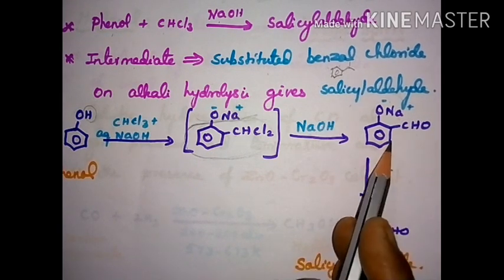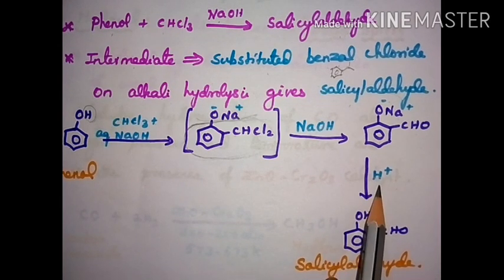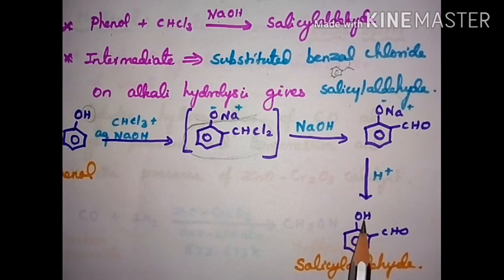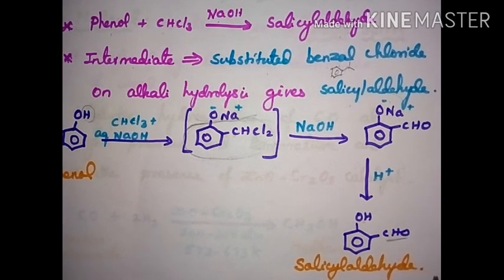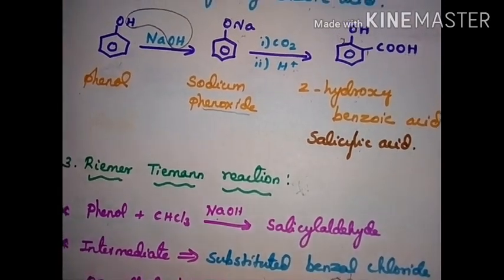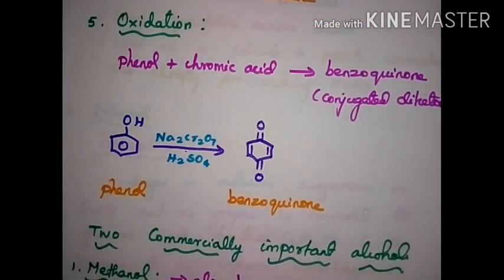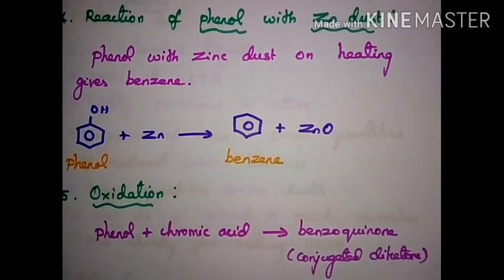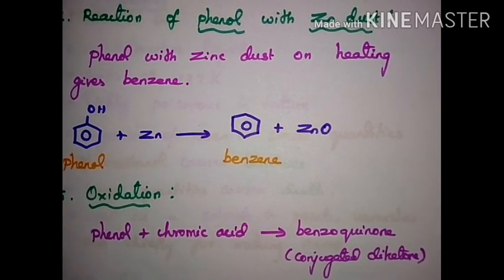With the aldehyde group, one intermediate is formed, which on further hydrolysis with H plus, HCl, that means HCl is there, NaCl goes out and we get OH. Salicylaldehyde. If you have OH and COOH, it is called salicylic acid. Here we have an aldehyde, so it is called salicylaldehyde. In Kolbe's reaction we prepare salicylic acid, but in the Reimer-Tiemann reaction we prepare salicylaldehyde. Now we are going to see the reaction of phenol with zinc dust.